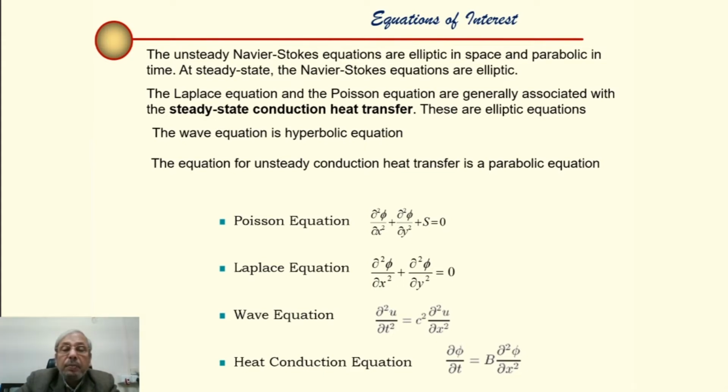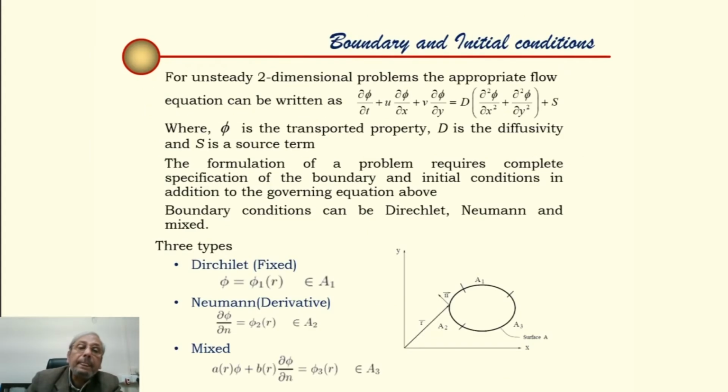The wave equation I have already mentioned, that this is a hyperbolic equation. And the unsteady state heat conduction equation is ∂φ/∂t = b ∂²φ/∂x². If φ is temperature and b is thermal diffusivity, then this is the unsteady state heat conduction equation.